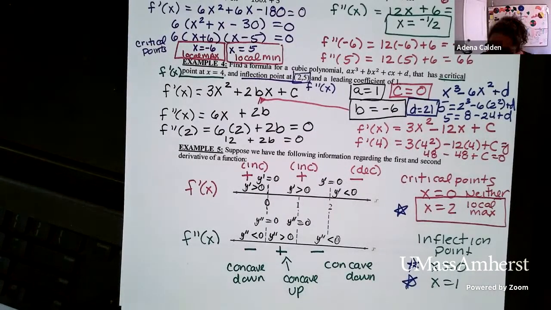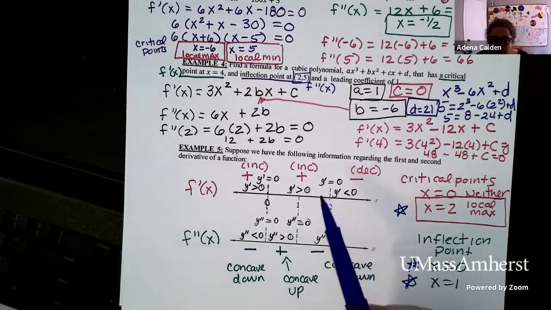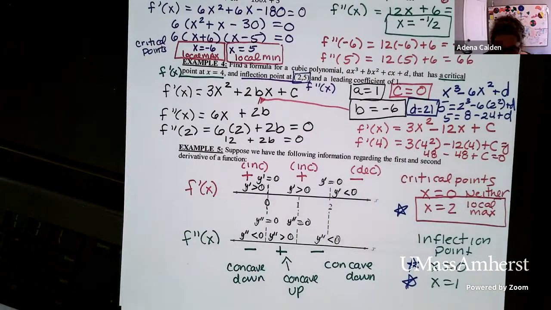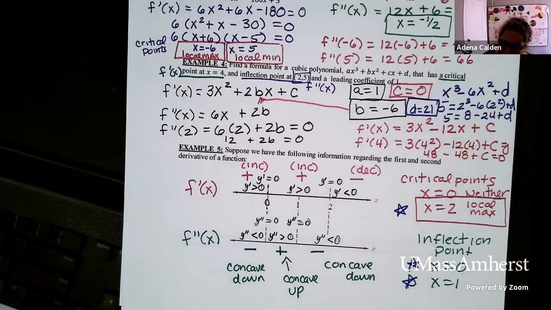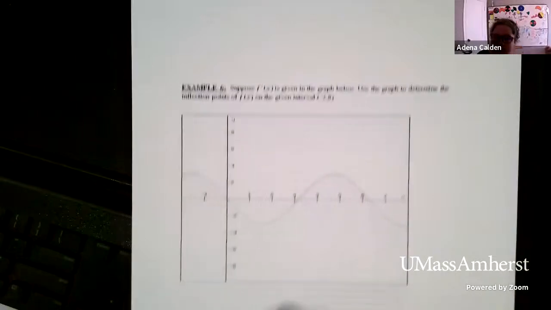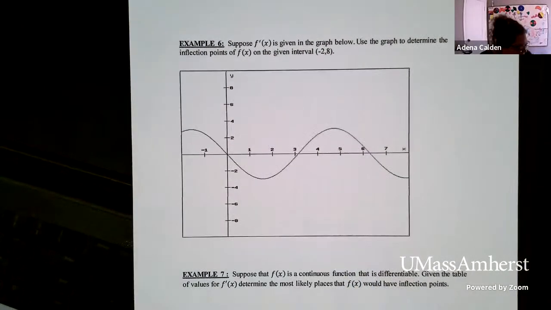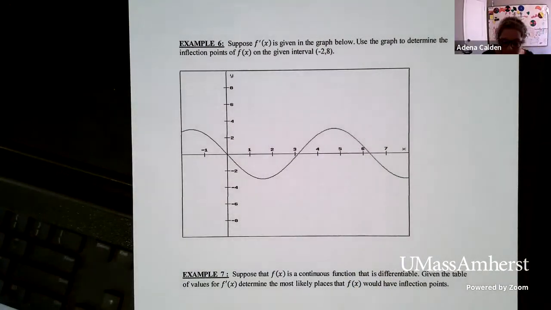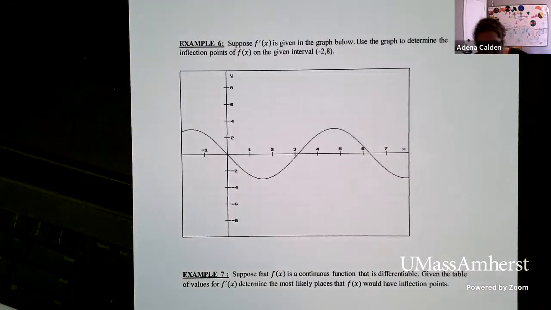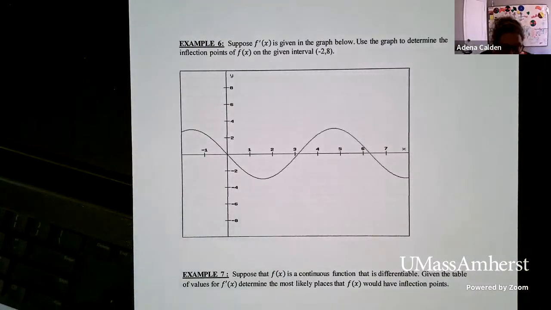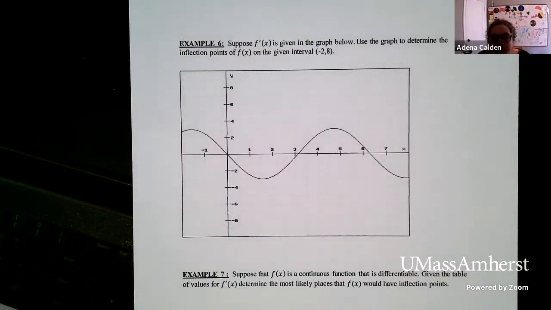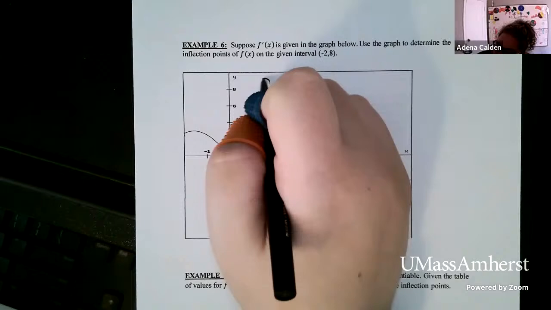Okay, so using these types of charts is another way that we do analysis on first derivative information and second derivative information. Another way that we analyze some things is going to be with a graph. So we've seen this graph before. We used it in a different way, but now we're saying, okay, suppose that we have a graph of the derivative.